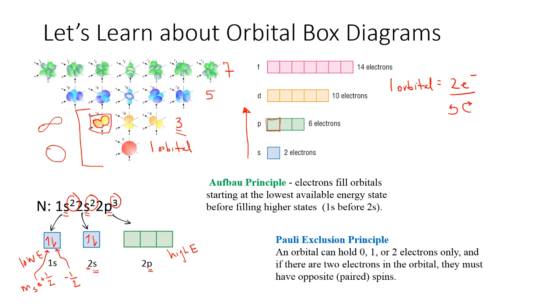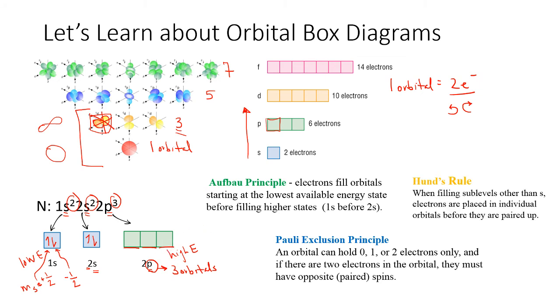Okay, I said there were 3 rules, so we got 2 of them handled. The third rule is going to be used when I have multiple orbitals with the same energy. So P has multiple orbitals, right? It has 3 orbitals, and they're all the same energy. X, Y, and Z, right? They're oriented in space, X, Y, and Z. They're all the same energy. So this rule is called Hund's rule. Hund's rule says when you're filling sublevels other than S, electrons are placed in individual orbitals before they are paired up. Everybody gets their own room before they want to share, right?